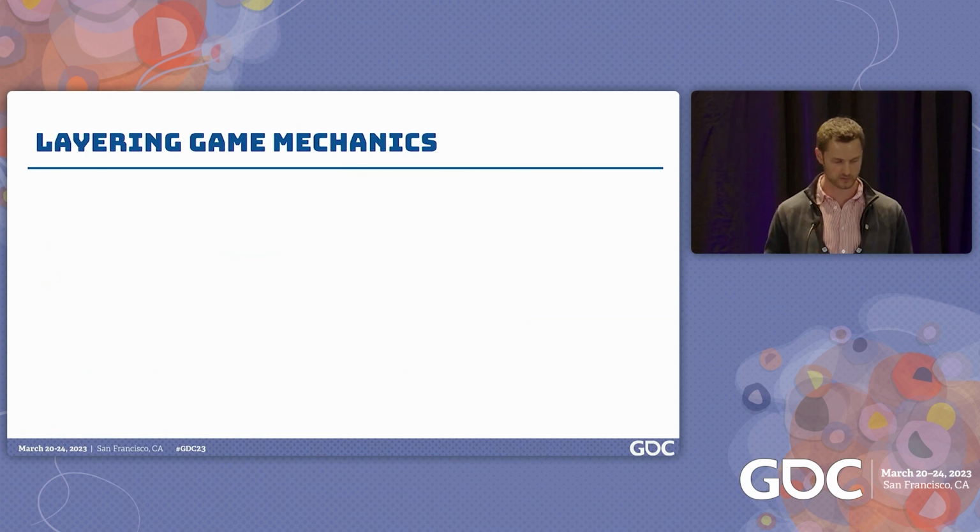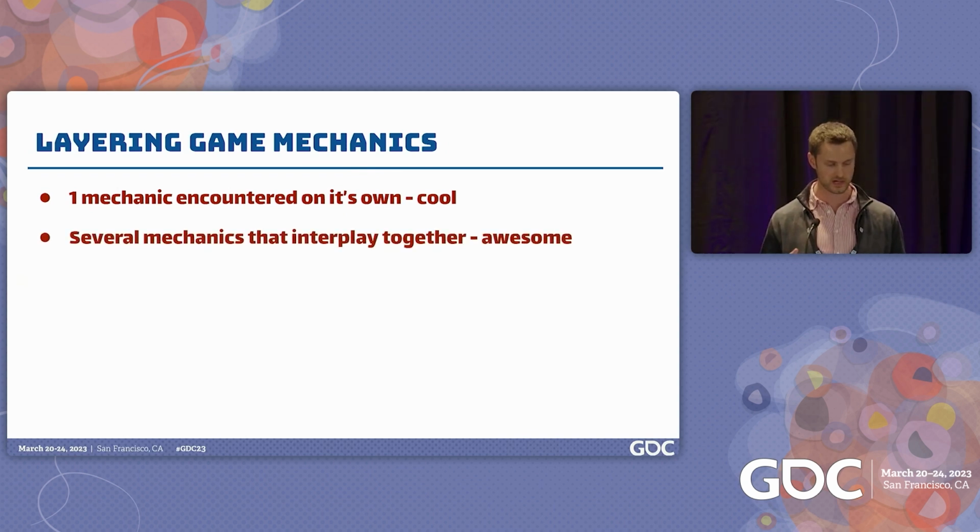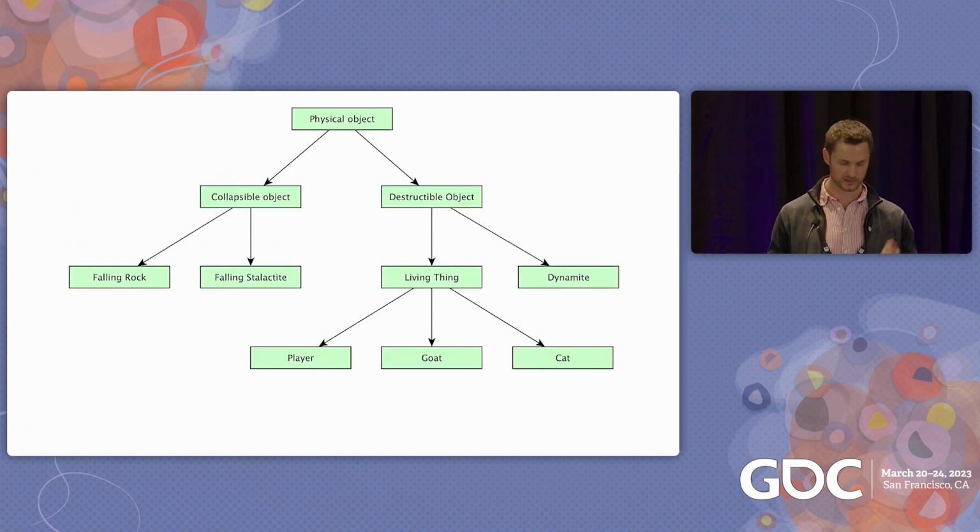So the next thing I want to talk about, because it really relates to the level design, is the layering of game mechanics. At this point, I had made the mechanics sort of in isolation. If you encounter one mechanic on its own, that's cool. But if we have several mechanics that interplay together and connect together, that's going to be a lot more interesting. So we're going to get slightly programmery for a second here, but I assure you it's quite basic. This is the object hierarchy diagram for the game.